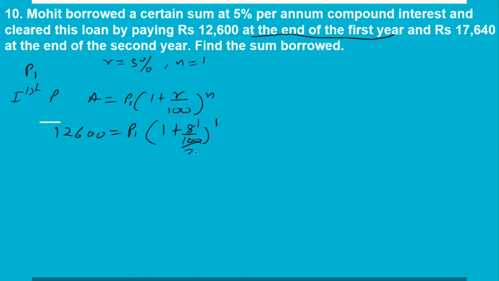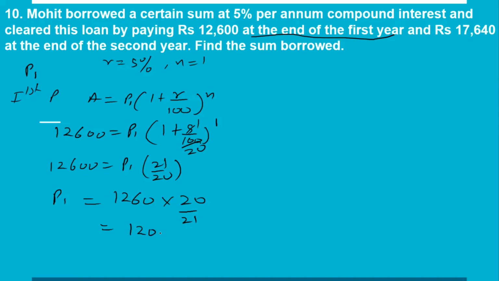5 ones are 5, 5 20s are 100. So you get 12,600 is equal to P1 into 20 plus 1, that is 21 by 20. So the first principal is equal to 12,600 multiplied by 20 by 21. Simplify this, when you divide by 21, you get 12,000. So this is your first principal.